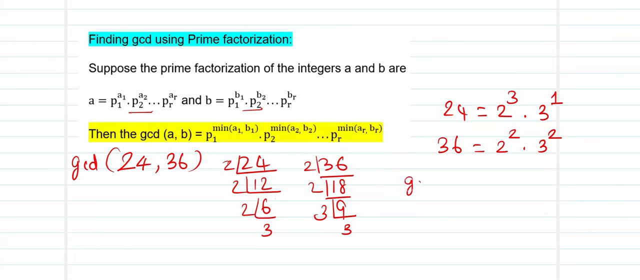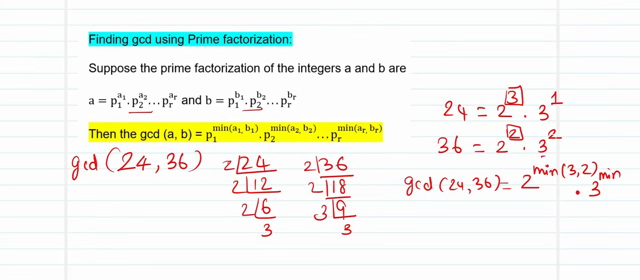So what will be the GCD of 24 and 36 using prime factorization? The first prime is 2, for which we find the minimum of their powers. What are the powers? 3 and 2. Take the product with the second prime. What is the second prime? 3, for which we take the minimum of their powers, 1 and 2. So I have 2 to the power of minimum of 3 and 2, which is 2, and 3 to the power of minimum of 1 and 2, which is 1.